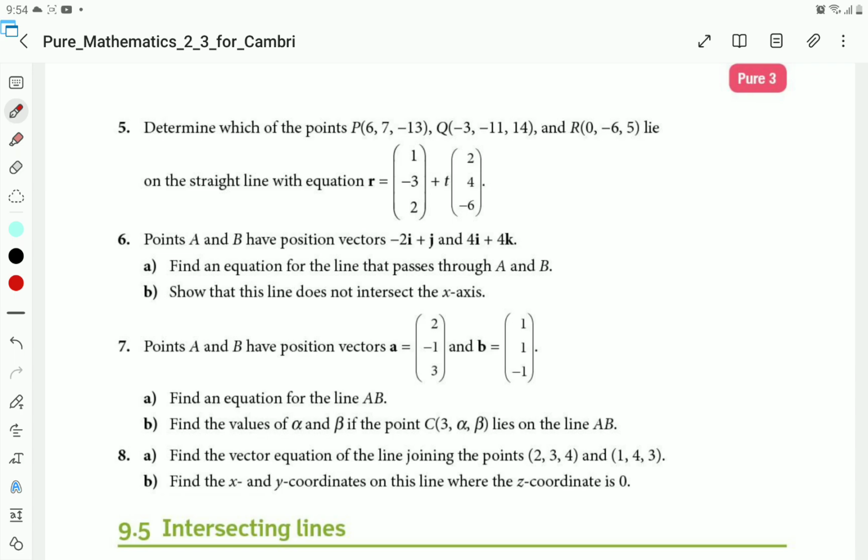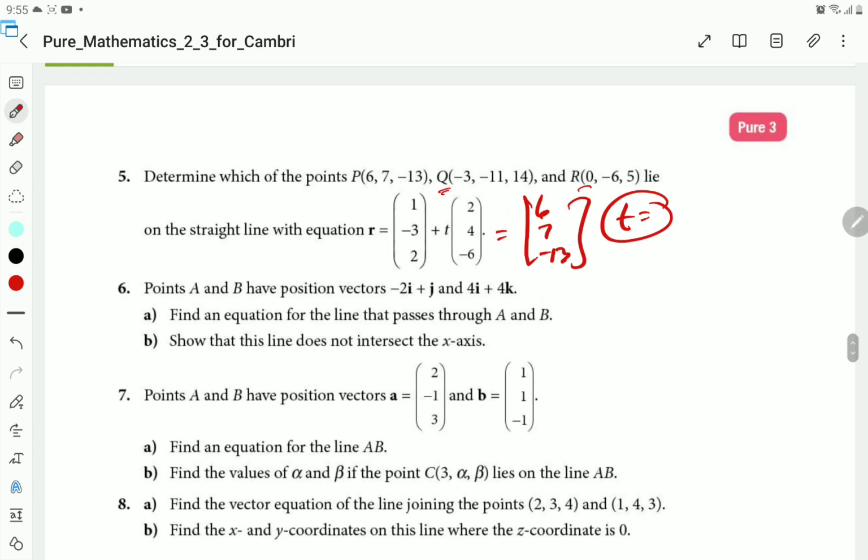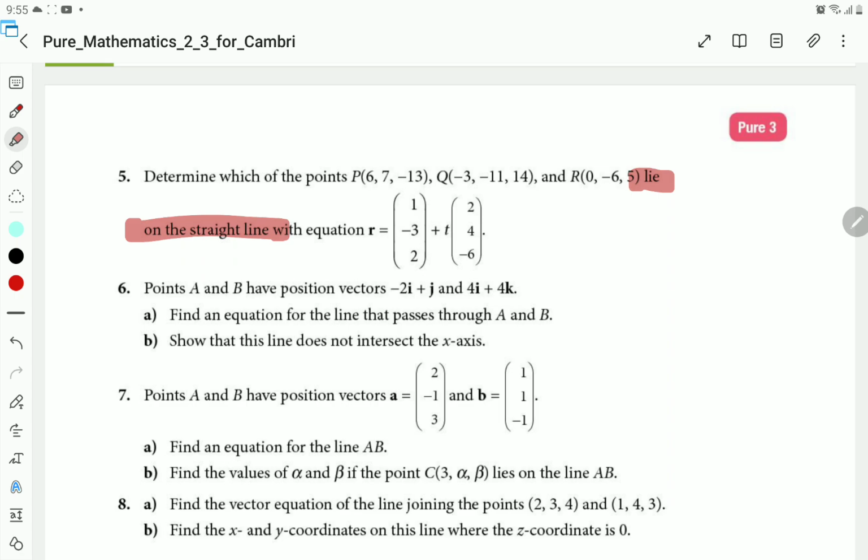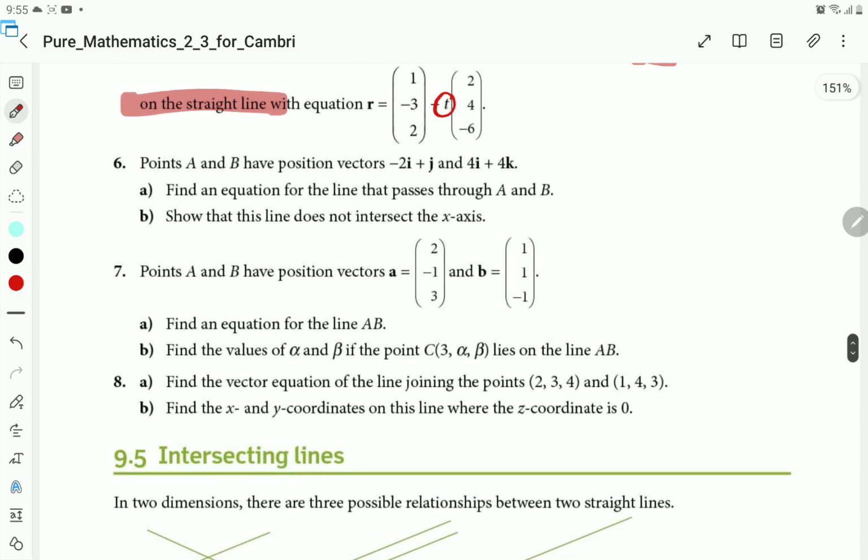Determine which points lie on the straight line r. Again, how are you going to do that? Just make this equal to 6, 7, -13, and we need to find the t that will satisfy this equation. If you can find the t, then therefore it lies on that straight line. Same also with the q, do the same thing, and do the same thing also with the r. Again, this is the way to answer questions that say lying on a straight line. You just need to make it equal and find the t that will satisfy the equation.